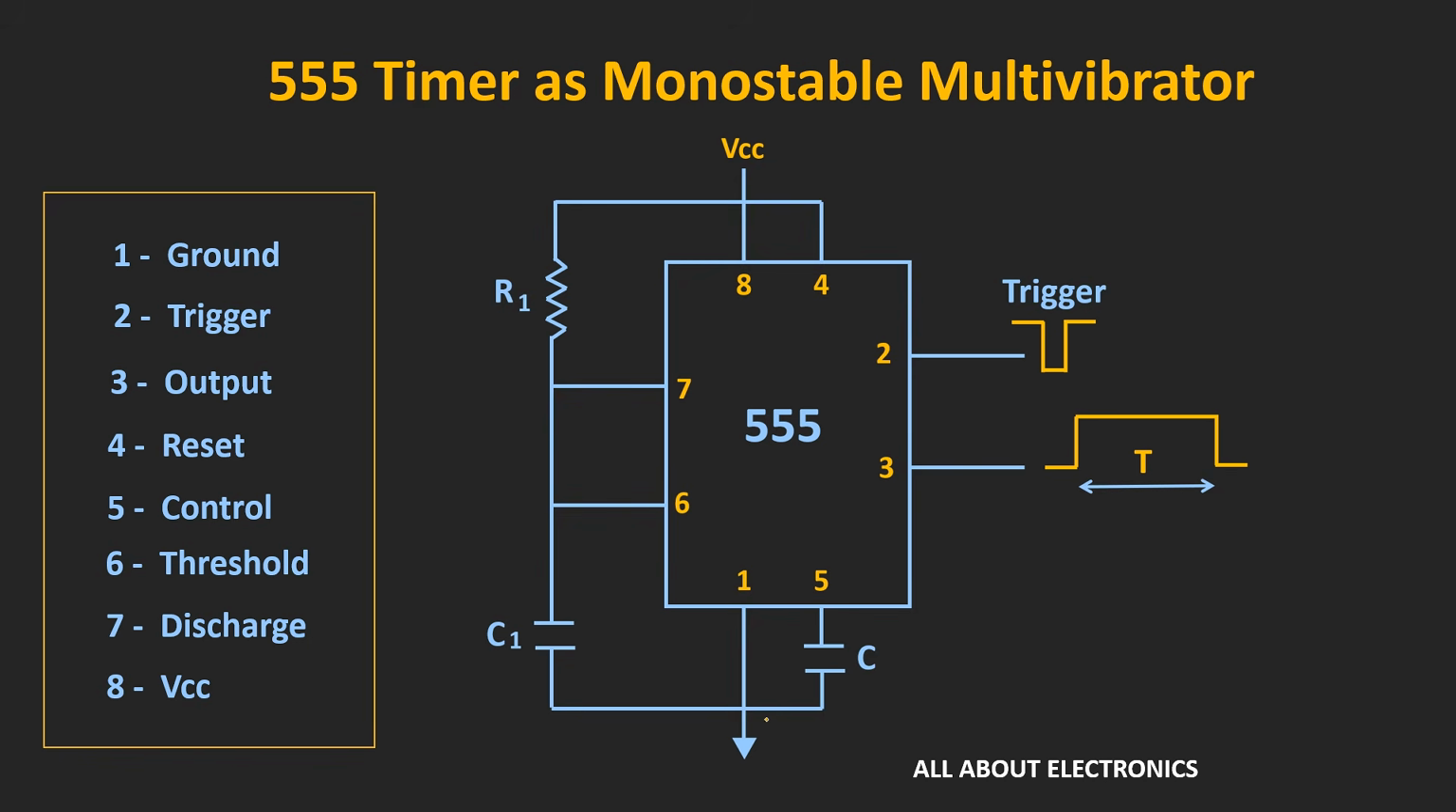Over here, this reset pin is connected to the supply voltage, and the trigger signal is applied at pin number 2. And as we are not using any external control voltage, this pin number 5 is connected to the ground through this capacitor.